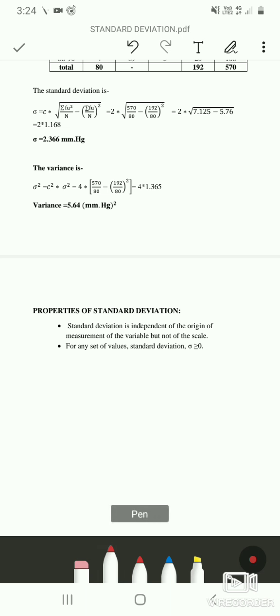And for any set of values, the standard deviation will always be a positive value and it will always be greater than or equal to 0. So standard deviation is always a positive value. It is because we are taking the positive square root. So we are taking square root, so obviously the answer will be a positive value. So this is all about standard deviation.